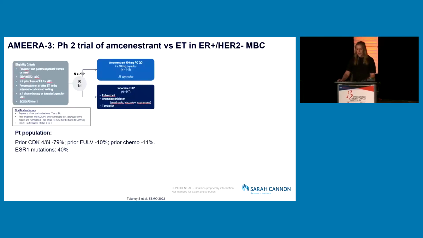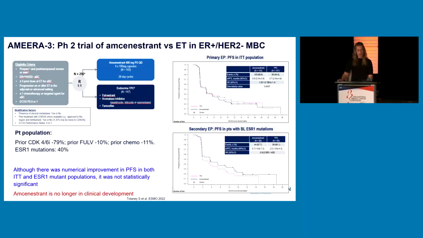So we also had negative clinical trials. This was AMERA-3. It was a phase 2 of amcinestrant versus endocrine therapy, a relatively similar population, less than or equal to 2 prior lines of endocrine therapy for advanced breast cancer. You can see that it was a smaller study, only about 290 patients, prior fulvestrant in about 10% of patients, CDK4/6 in 80% of patients, but not everyone. And again, this was amcinestrant versus endocrine treatment of physician's choice.